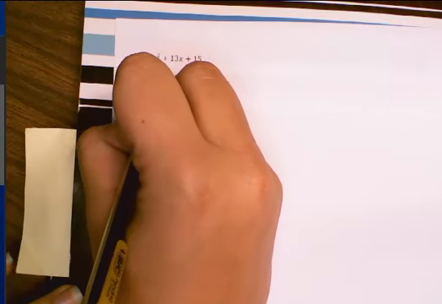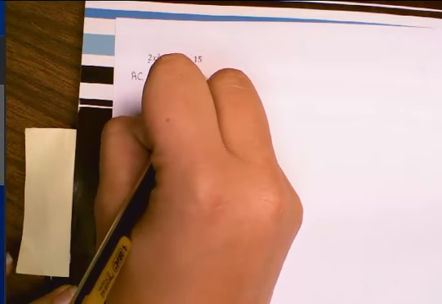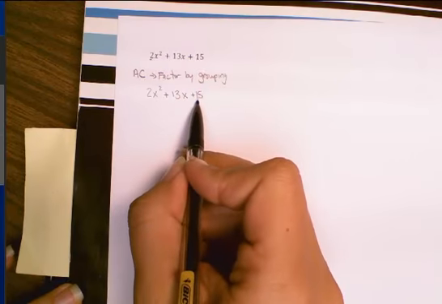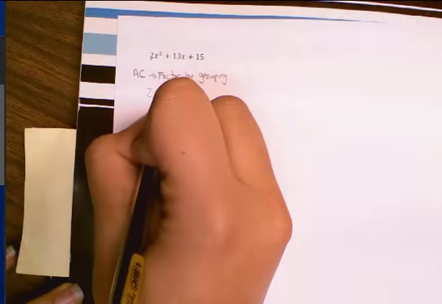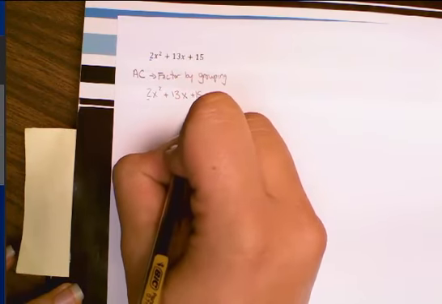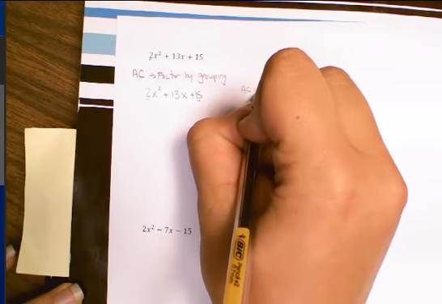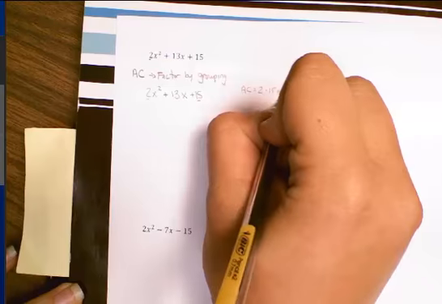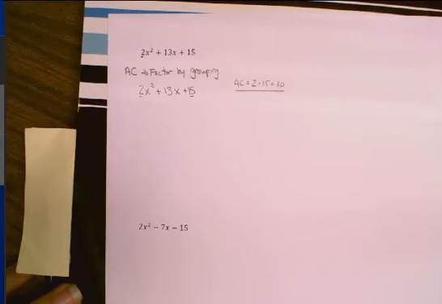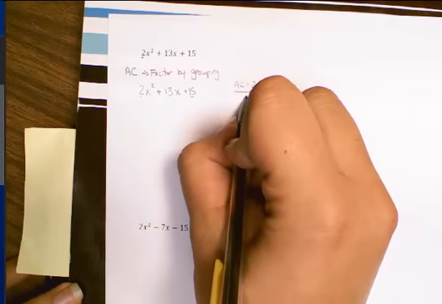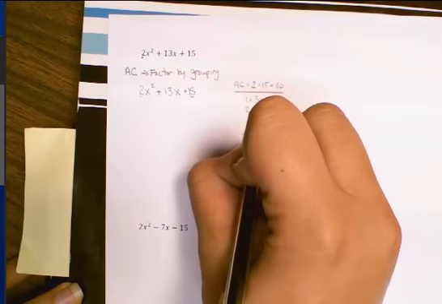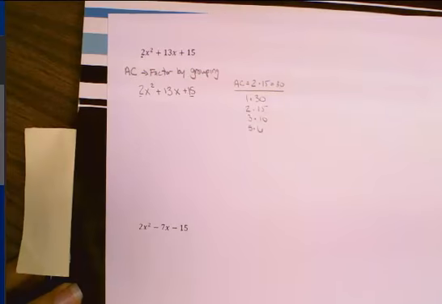Okay, so this method I've seen from a handful of students. So we've got 2x squared plus 13x plus 15. The AC method is that we're still going to take this A term and multiply it by the C term. So our AC in this case is 2 times 15, which gives us the 30. What we're going to do is make a list of all the factors that multiply to 30. So 1 times 30, 2 times 15, 3 times 10, and then 5 times 6.